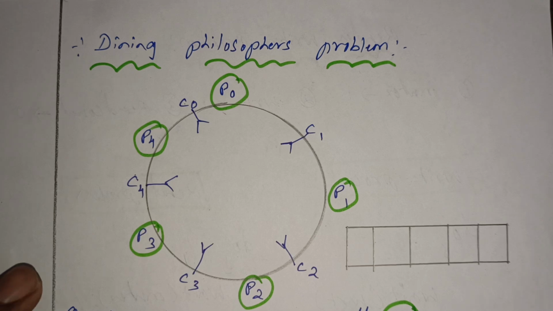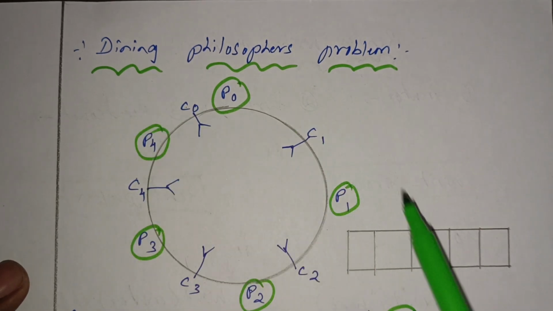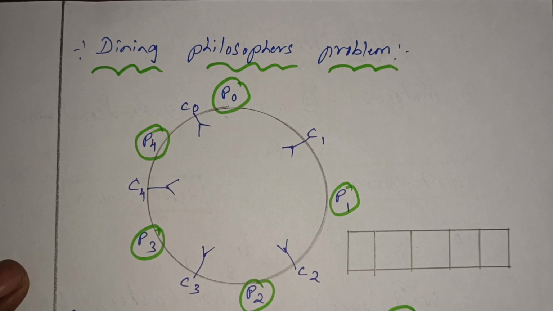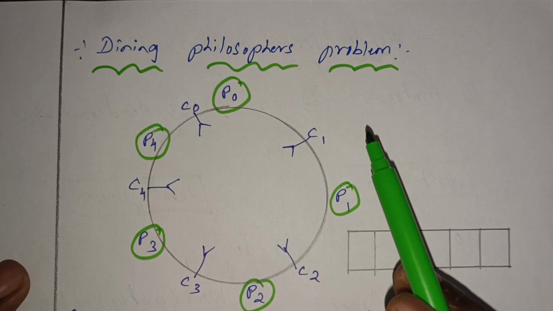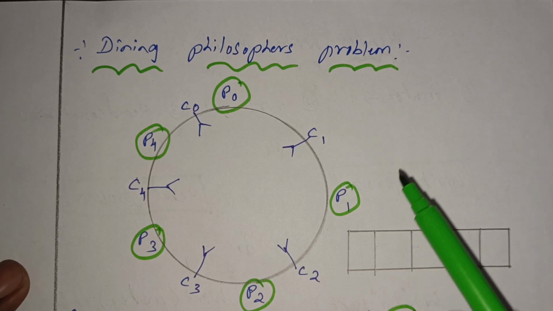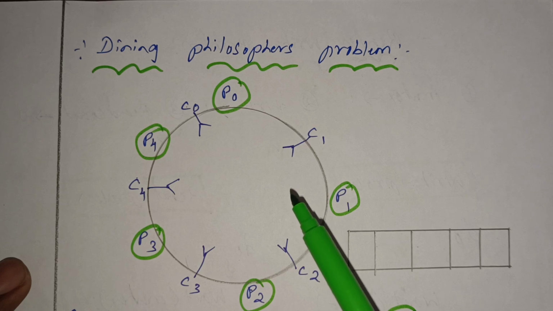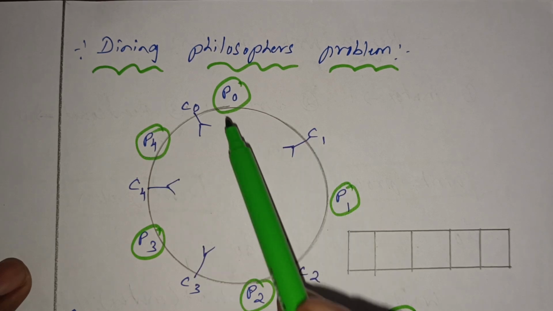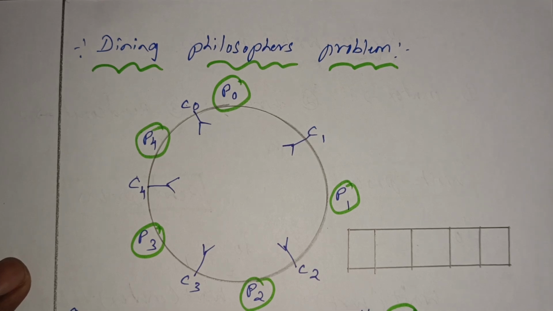Now I'm going to explain all about a classical synchronization problem, that is the dining philosopher problem. The dining philosopher problem is a classical problem of synchronization, which says that five philosophers are sitting around a circular table and each philosopher's job is to think and eat alternately. You can check, all five philosophers are here.